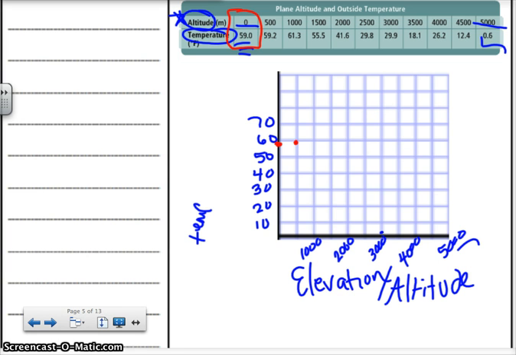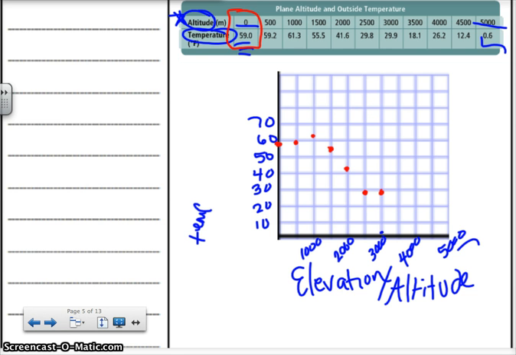At 1,000, I'm at 61.3, so I'm a little bit bigger. At 1,500, I'm at 55.5. At 2,000, I'm at 41.6, a little bigger than 40. At 2,500, I'm at 29.8, so that's right before the 30. At 3,000, 29.9, again right before the 30.